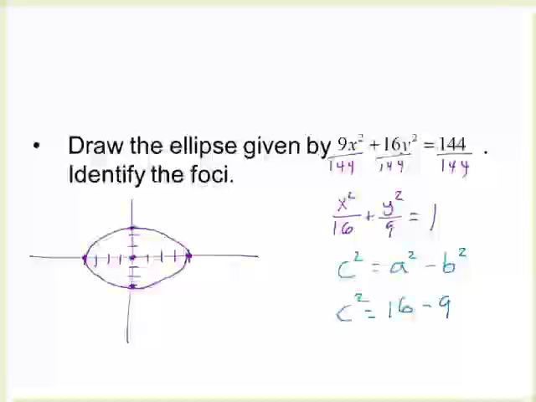And we want to subtract so that we get a positive. So c squared equals 7. We'll take the square root of that and get that c is plus or minus the square root of 7. That is how far our foci are away from the center, and they're in line with the longer axis. So this one is horizontally longer. So we're going to go the square root of 7 away from that center. The square root of 7 is between 2 and 3. So between 2 and 3, I get my foci.